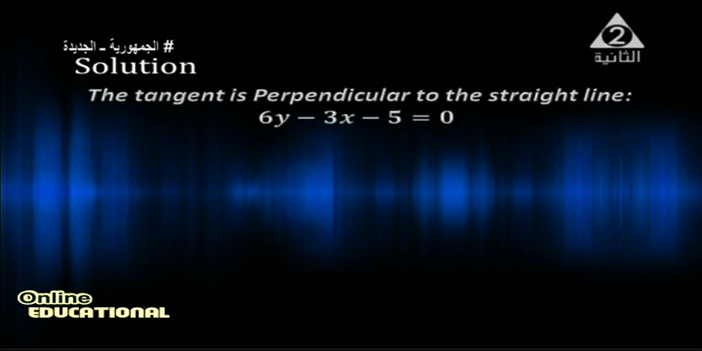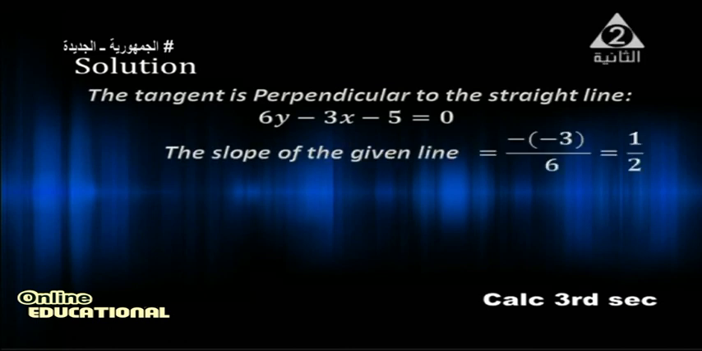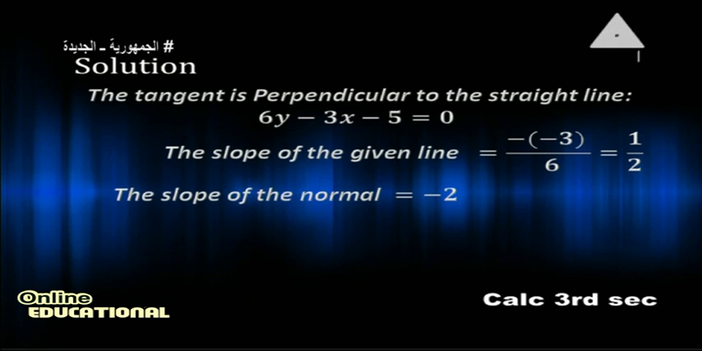What about the third requirement? The tangent is perpendicular to the straight line 6y minus 3x minus 5 equals 0. Now, what is the slope of the given straight line? Negative the coefficient of x over the coefficient of y. Then the slope equals negative of negative 3 over 6, which equals a half. Since the tangent is perpendicular to the straight line, the slope of the tangent equals negative 2.